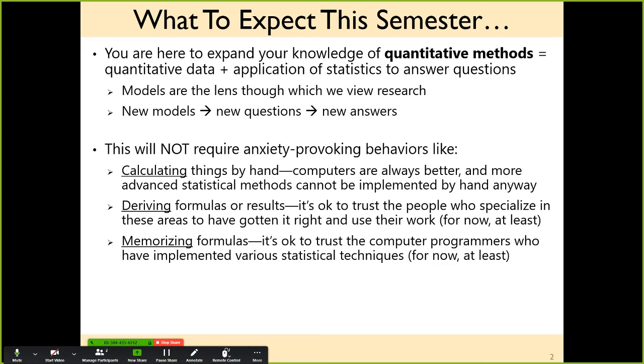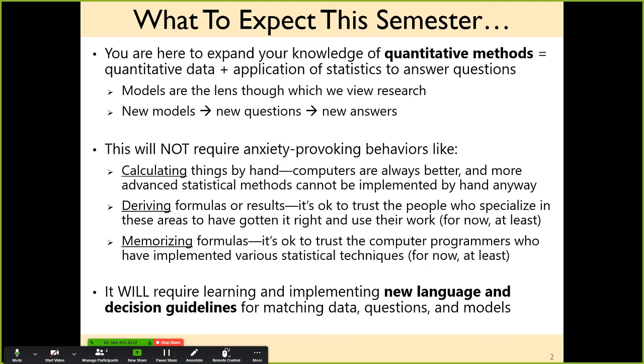We're also not going to derive formulas or go through proofs. Trust the people whose job that is to have gotten it right. That is just fine. If you're interested in those things, the Agresti book is a little more technical. We'll walk you through some of that stuff. But I don't think it's necessary to focus on that to get you to be able to be fluent with quantitative methods for the purpose of conducting research. We're also not going to be memorizing formulas. It's okay to trust the computer programmers to have implemented those formulas correctly in software. That will be true the very most of the time.